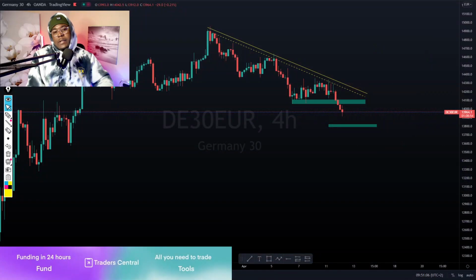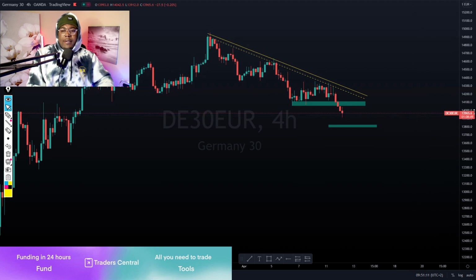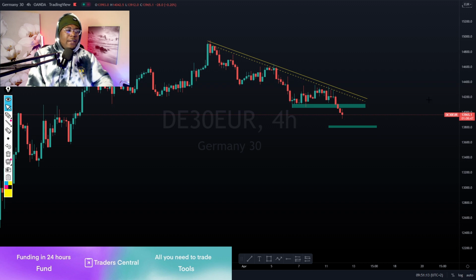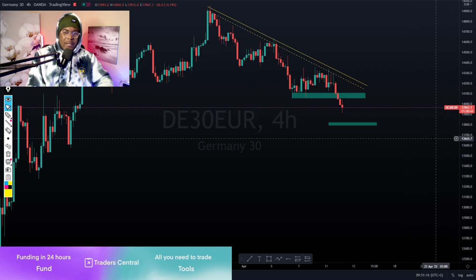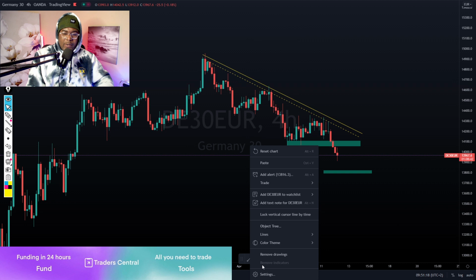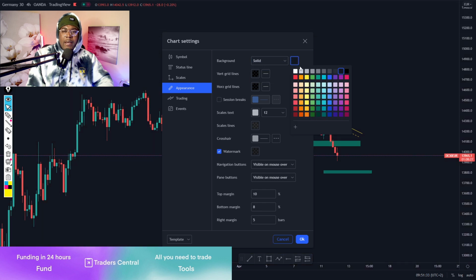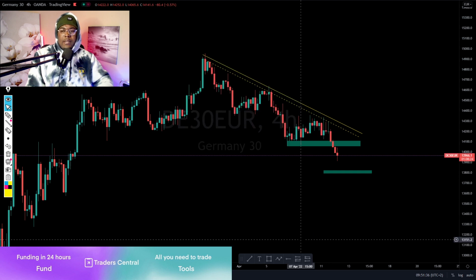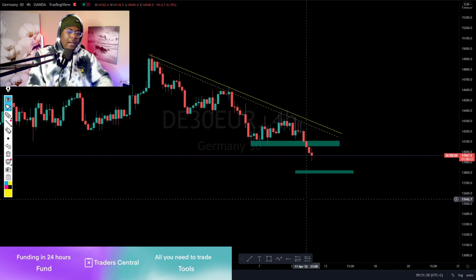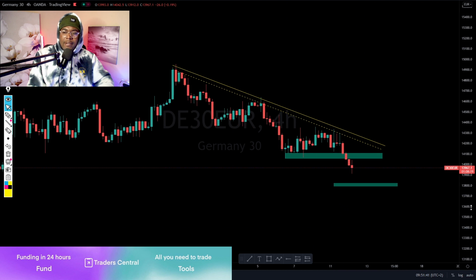So let's go straight to the chart. I hope you can see everything nicely and clear. Let me make some changes here. Background: I don't need gradient, I need solid black. You see, now we're talking. I hope this is going to be very nice and clear.